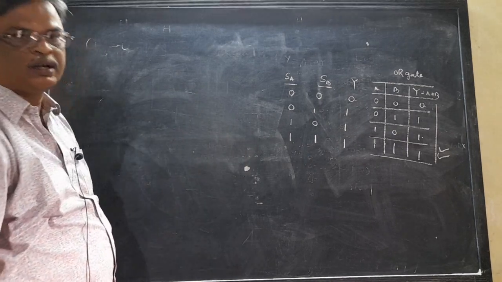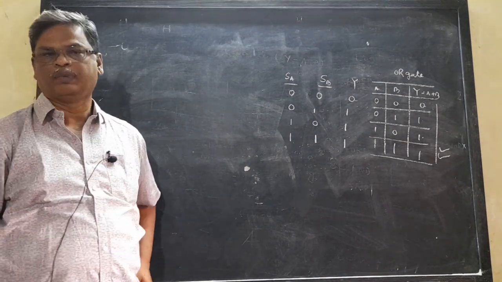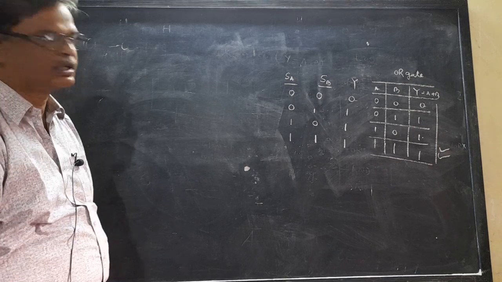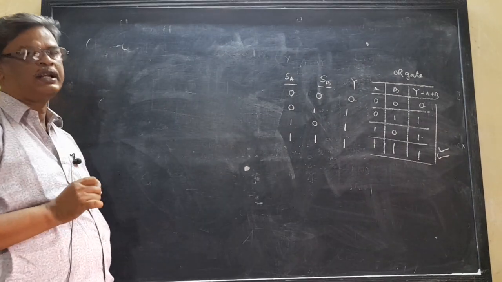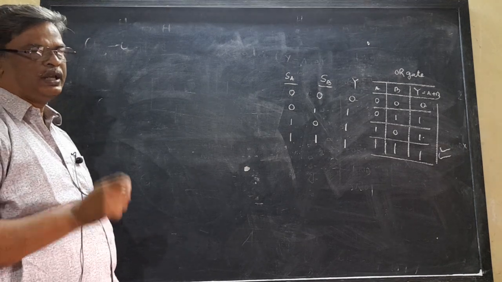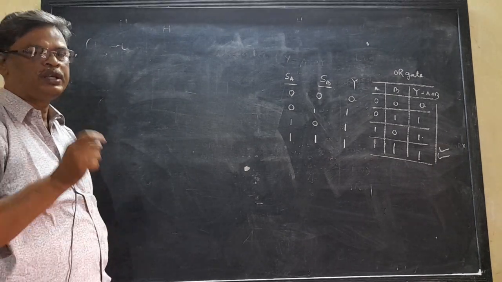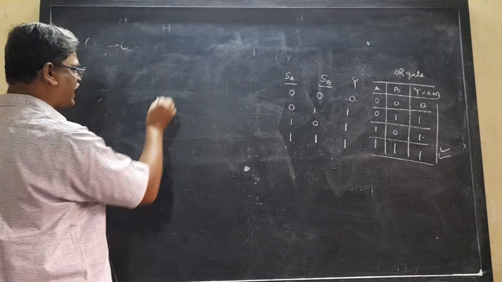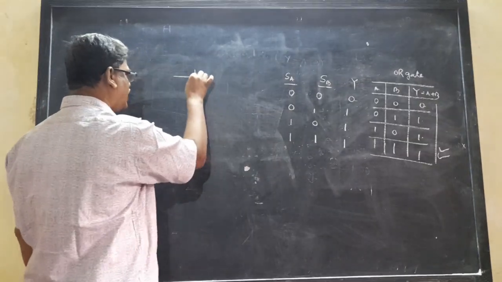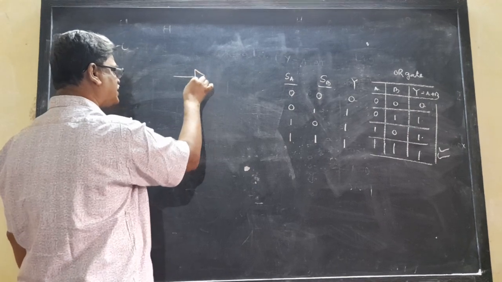Then see, we consider an electronic circuit which acts as an OR gate. Now the difference between an electronic circuit and an electric circuit: in an electric circuit we use the switch, but in an electronic circuit we use the crystal diode. Okay, see, the diode acts as a switch.